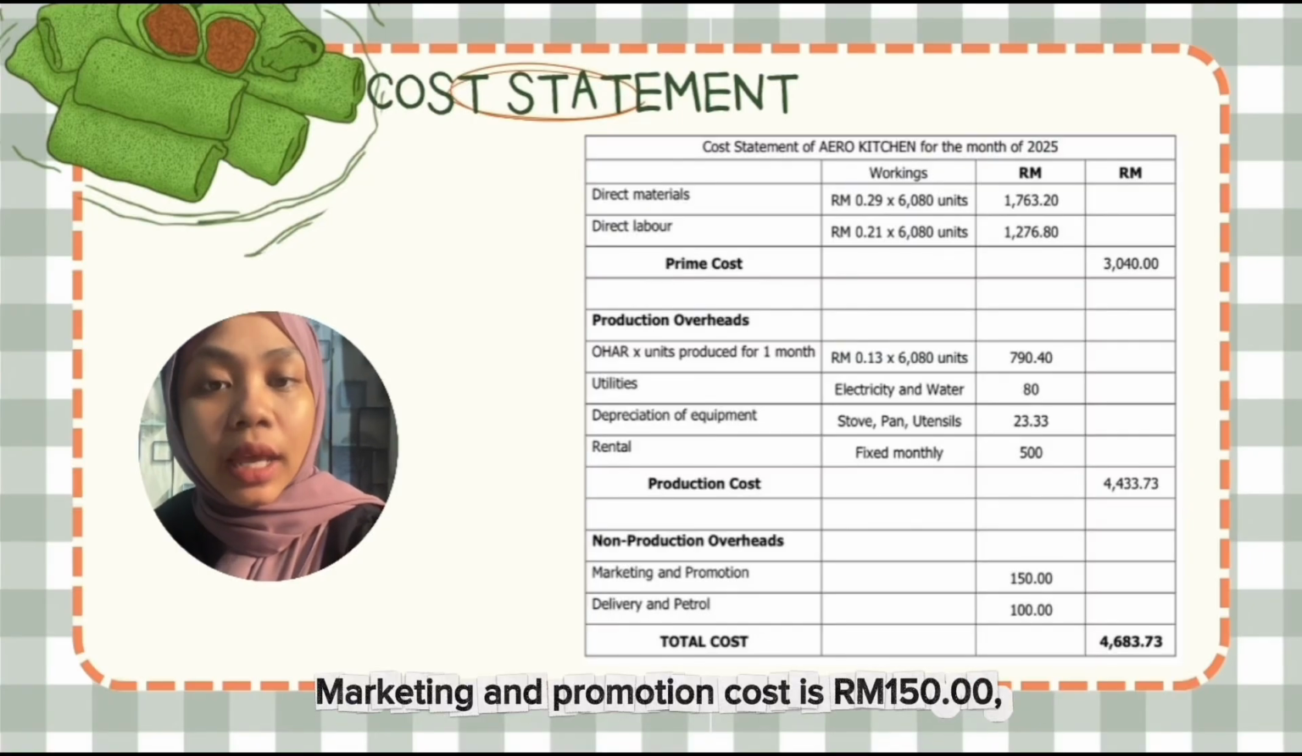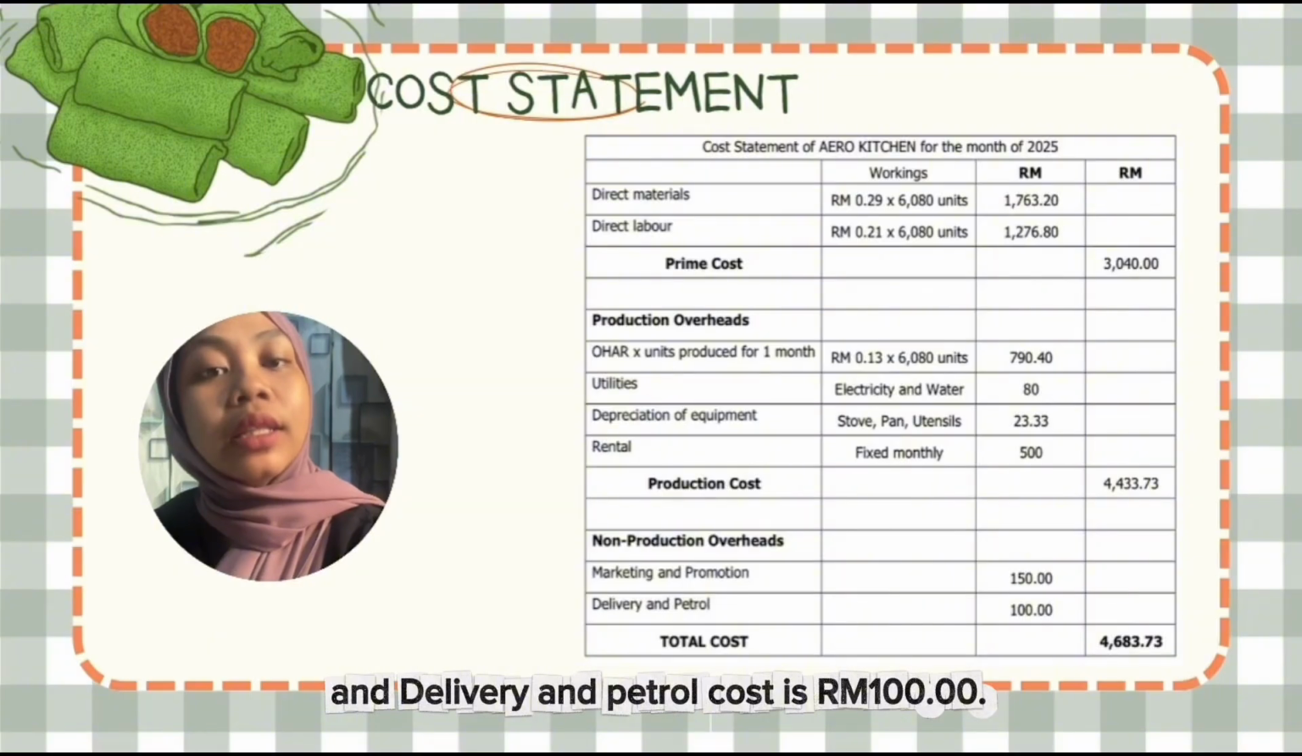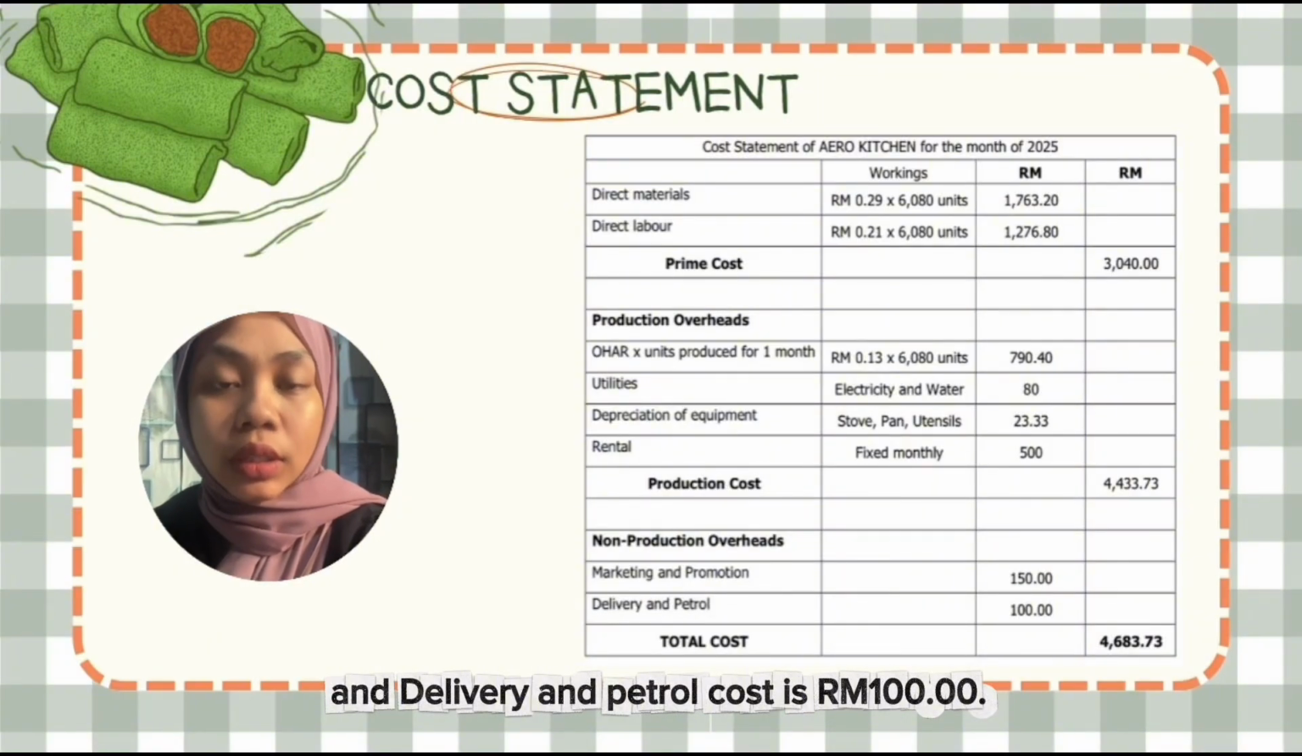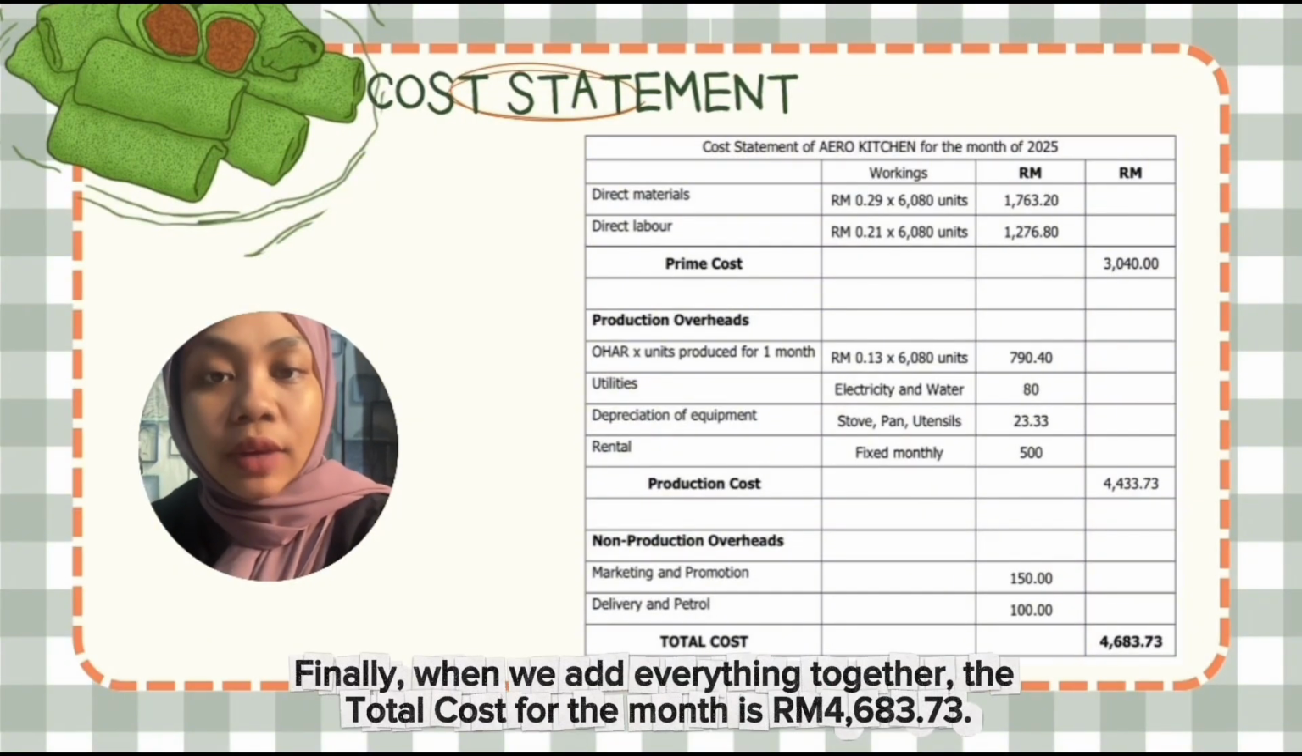After that, we include non-production overheads. So marketing and promotion cost is RM150 and delivery and petrol cost is RM100. So finally, when we add everything together, the total cost for the month is RM4,680.73. That's all for me.